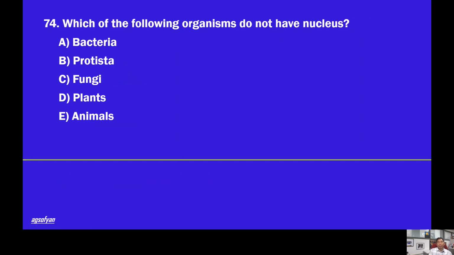Number 74. Which of the following organisms do not have nucleus? A. Bacteria, B. Protista, C. Fungi, D. Plants, E. Animals. Choose your answer. Yes, bacteria. Bacteria are prokaryotes. So prokaryotes are a group of organisms that do not have nucleus.